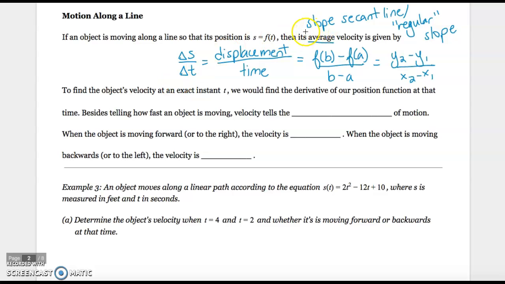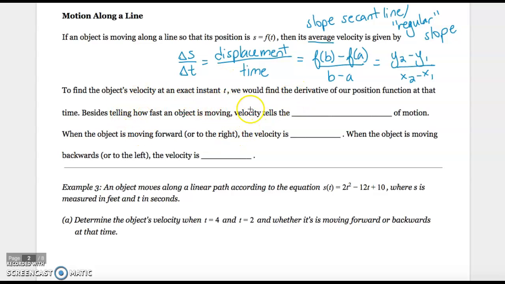So you could say that over a 2-hour time interval, your car travels an average of 70 miles per hour, so on the average rate of change. But to find an object's instantaneous velocity, we need to find the derivative of our position function at that time.